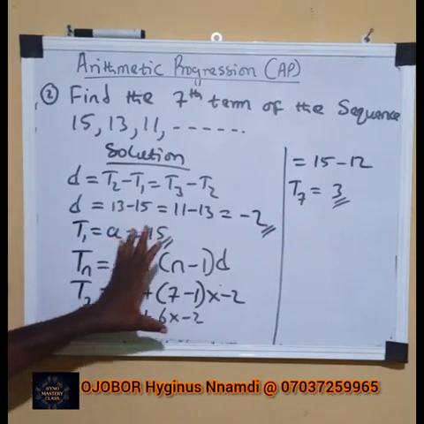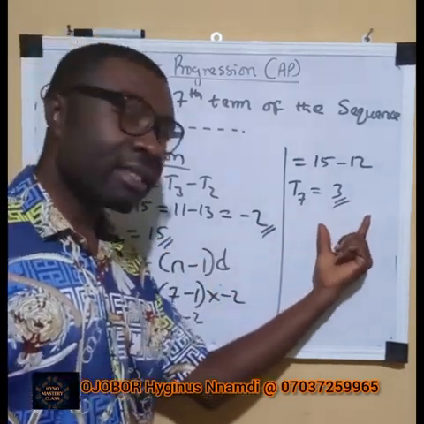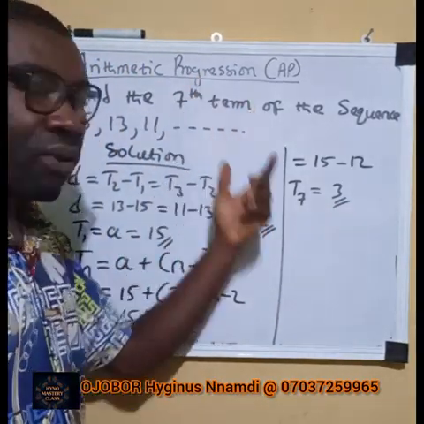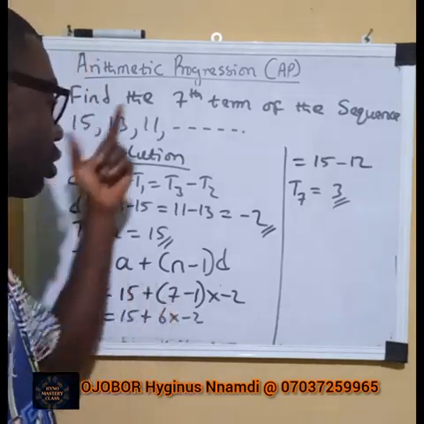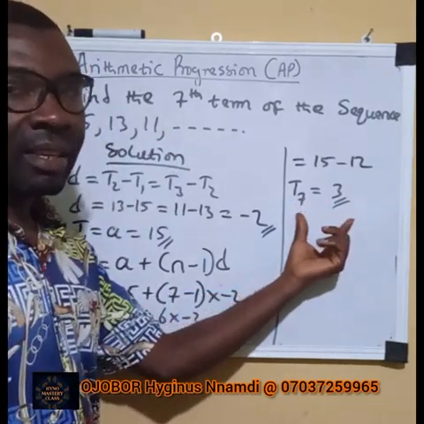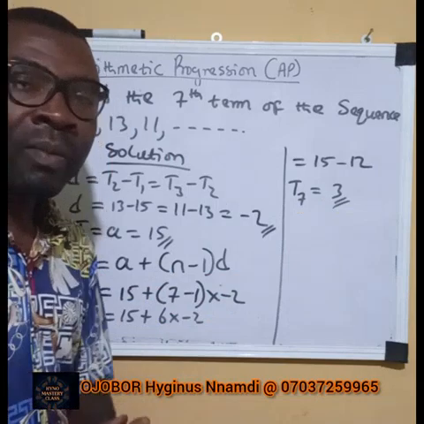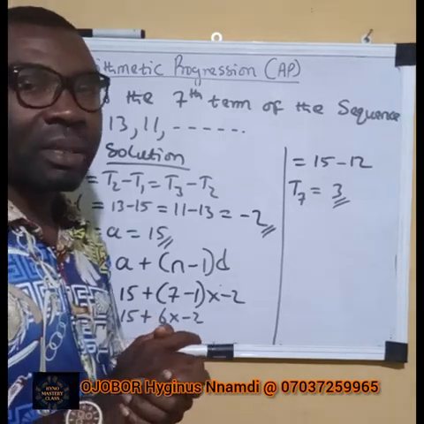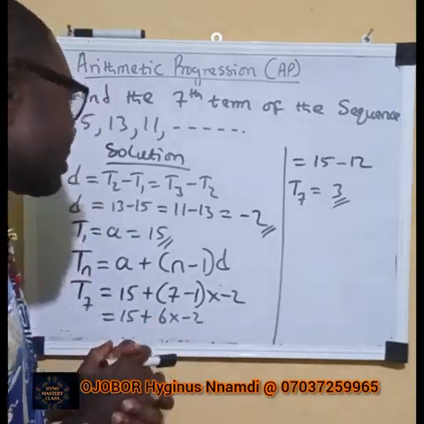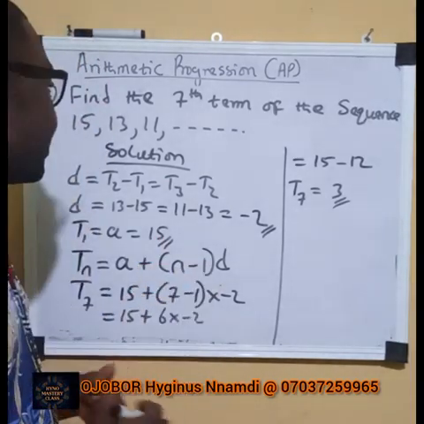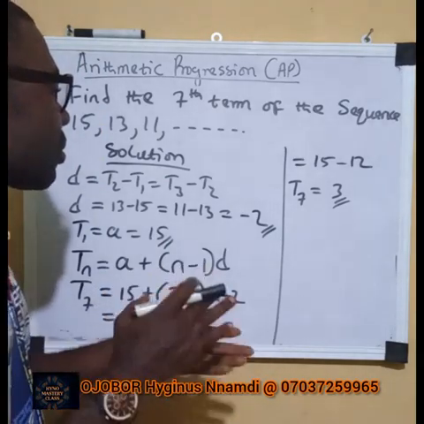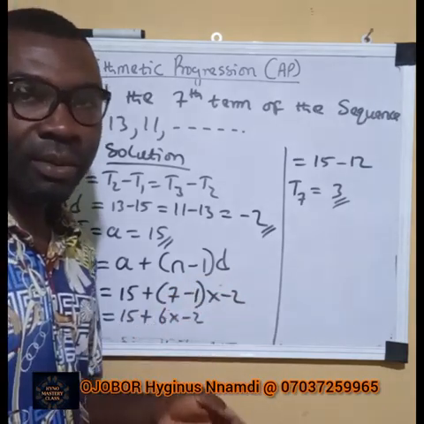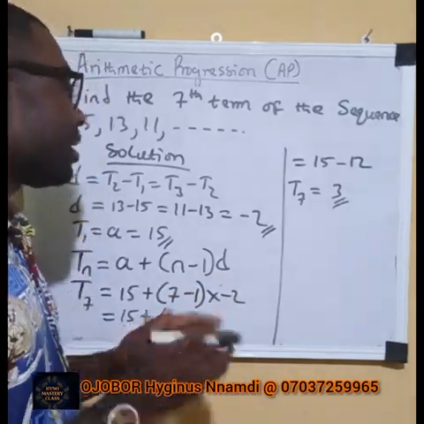But you have seen how we are able to get the seventh term without getting all the terms before it. We just use this formula and jump to get a particular term in the sequence. And that is how arithmetic progression or arithmetic sequence works. Okay, we can still look at further examples to see how this sequence is manipulated in different forms.